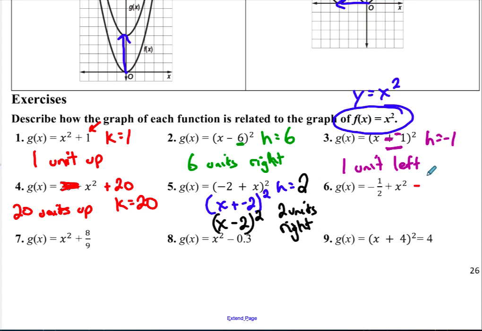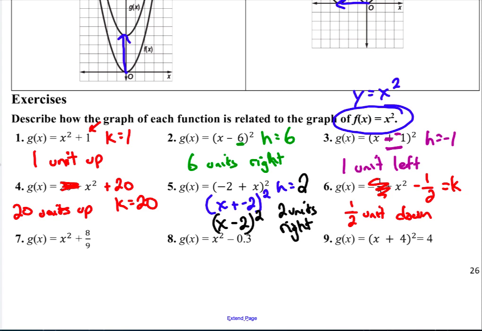Here I've got a negative 1/2. I'm going to move it behind my x squared. So it's being added on after the squared term, so that's my k value. So my k means it's going to go 1/2 unit down, because it's a negative.